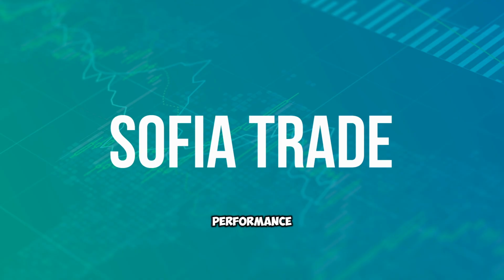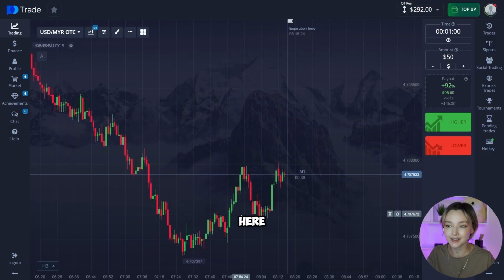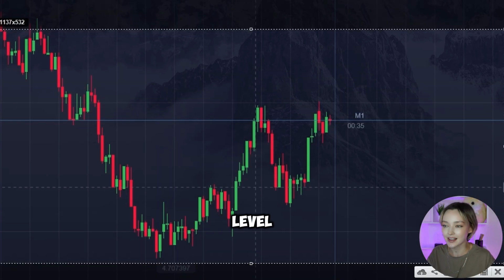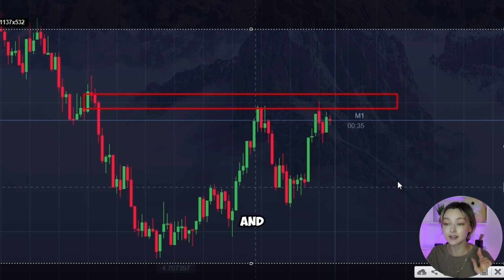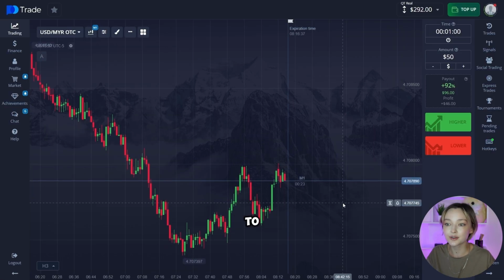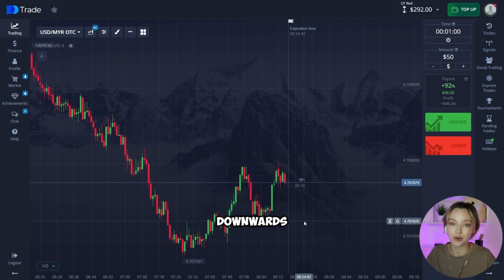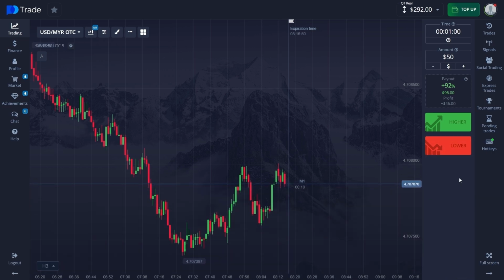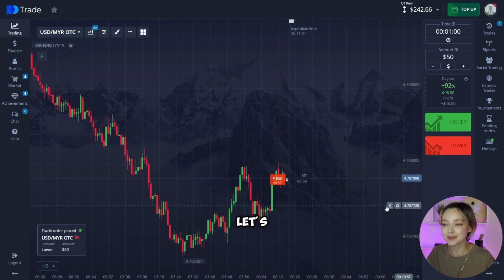Amazing performance. Another great example right here. Let's see. Here is the resistance level. It's been confirmed thrice, and here is our support level. There is currently a downtrend over here, so the price is very likely to bounce at this point. Waiting for the candle to settle and place a trade downwards. The candle is closed. Let's place a trade downwards.